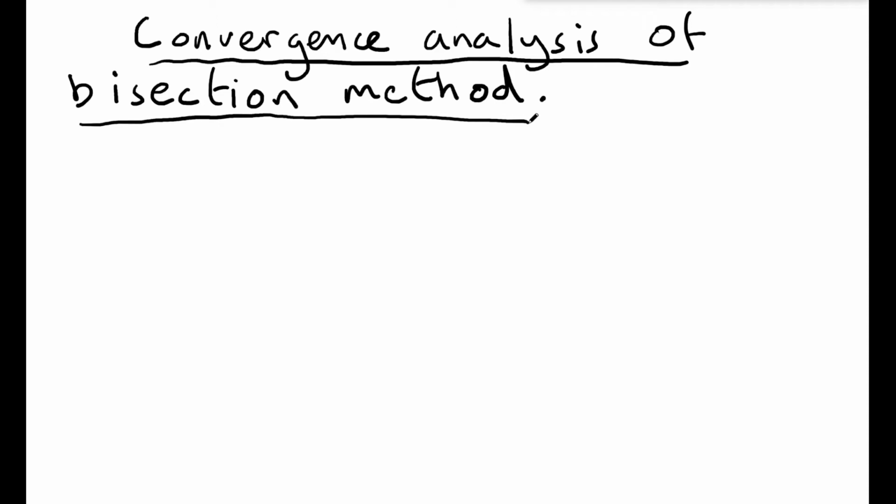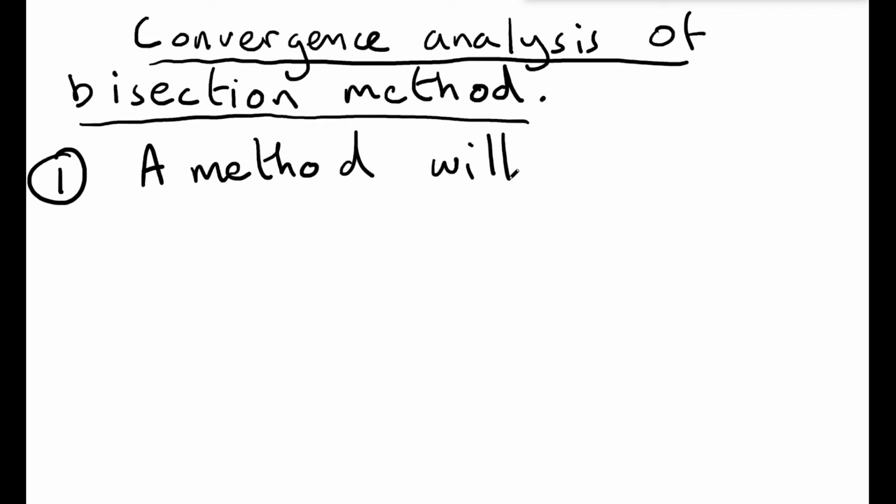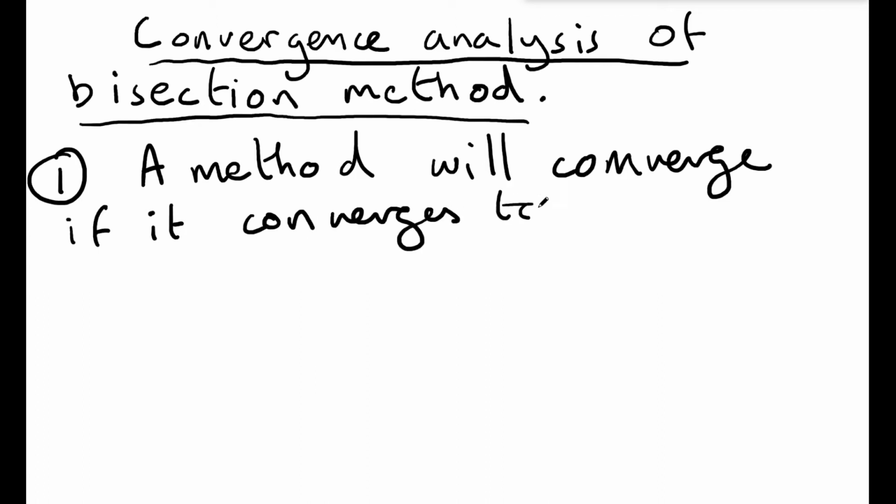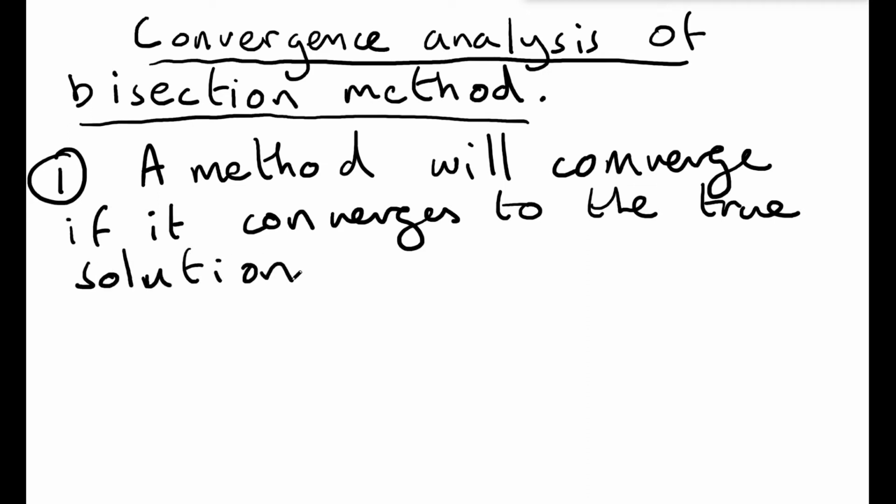So what do we mean by this convergence? Well, I started to look at this in the introductory parts, but let's just spend a bit of time defining what we mean by that. So first of all, a method will converge if it converges to the true solution. And so that's the basic thing. The first thing I'm writing down is that it converges in the first place, right? If that doesn't happen, then you can't talk about how fast it converges.